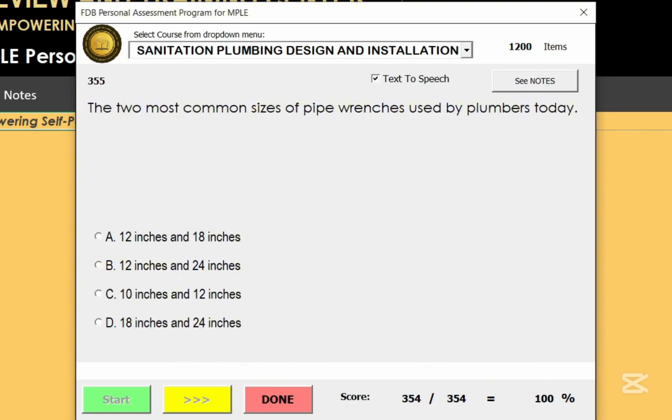The two most common sizes of pipe wrenches used by plumbers today. A 12 inches and 18 inches. B 12 inches and 24 inches. C 10 inches and 12 inches. D 18 inches and 24 inches. Please pick your choice. Option D is your choice, and it's the correct answer. Well done.